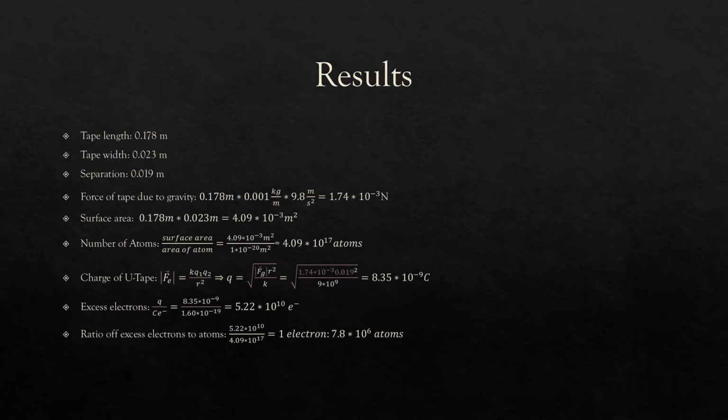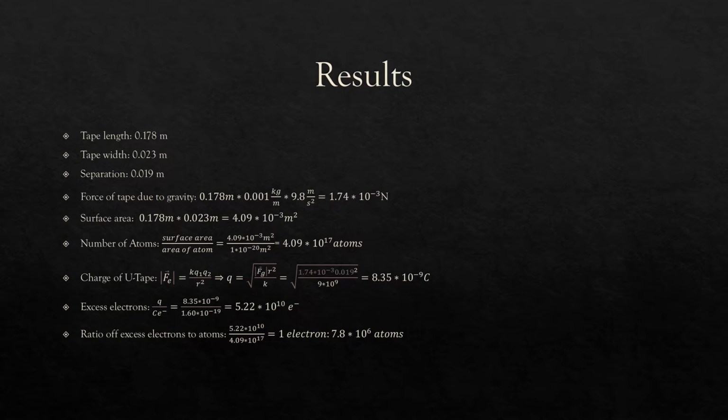So here are the results. We started off with a tape with a length of 0.178 meters, a width of 0.023 meters, and a separation distance of 0.019 meters. This is the distance between tape A and tape B in the diagram in the previous slide. The force on the tape due to gravity is 1.74 times 10 to the negative 3 newtons. The surface area of the tape is 4.09 times 10 to the negative 3 meters squared.